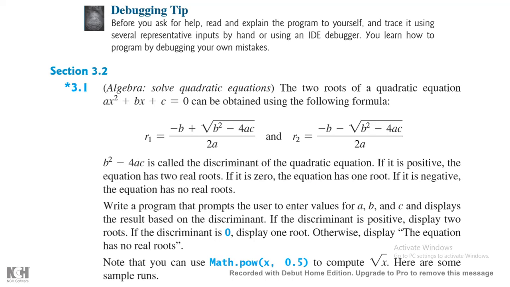b squared minus 4ac is called the discriminant of the quadratic equation. If it is positive, the equation has two real roots. If it is 0, the equation has one root. If it is negative, the equation has no roots. Okay, so we've got to write a program that prompts the user to enter values for a, b, and c and displays the results based on the discriminant.